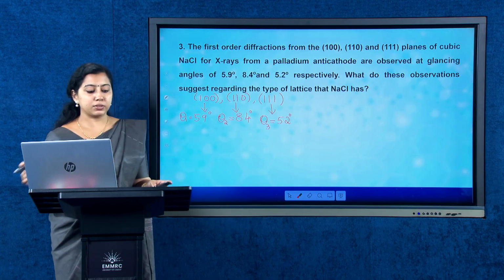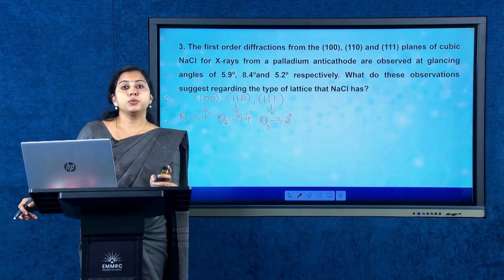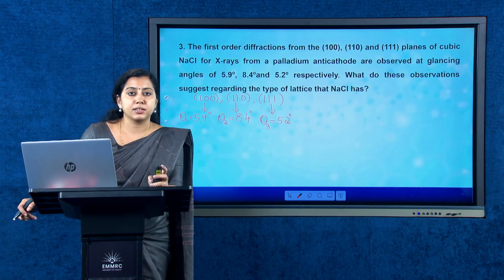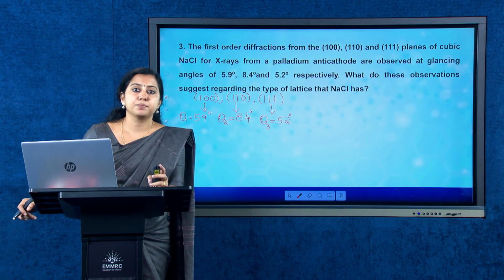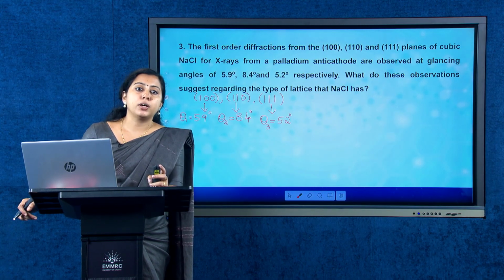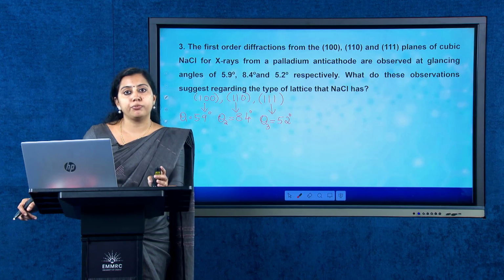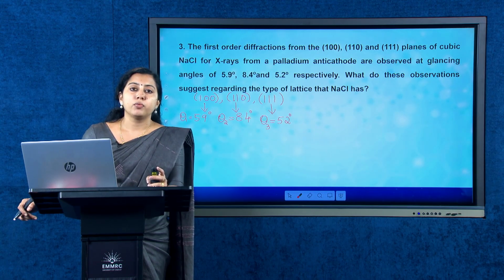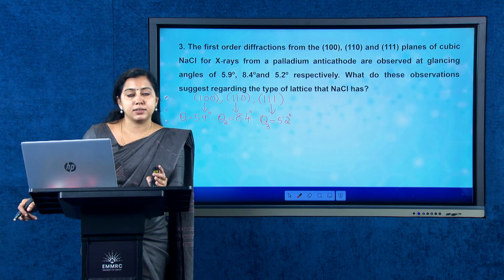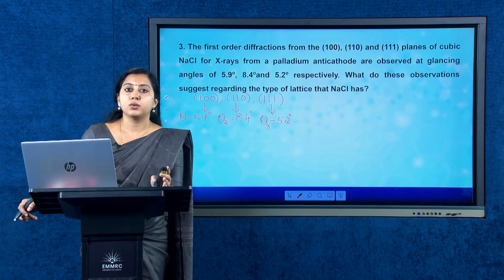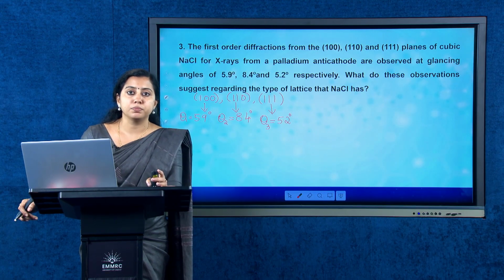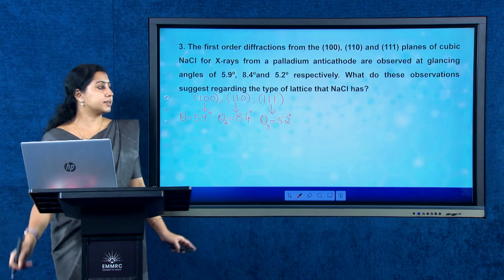Now, the question is, what do these observations suggest regarding the type of lattice that NaCl has? In order to identify the type of lattice in which a substance crystallizes, we have to find out the interplanar distance ratio and compare it with the theoretical value. So, what is the interplanar distance ratio?